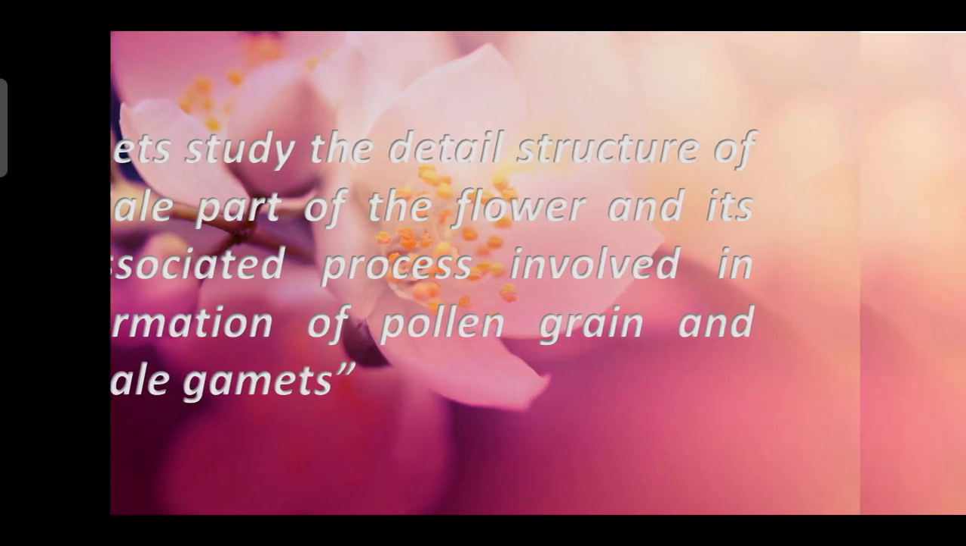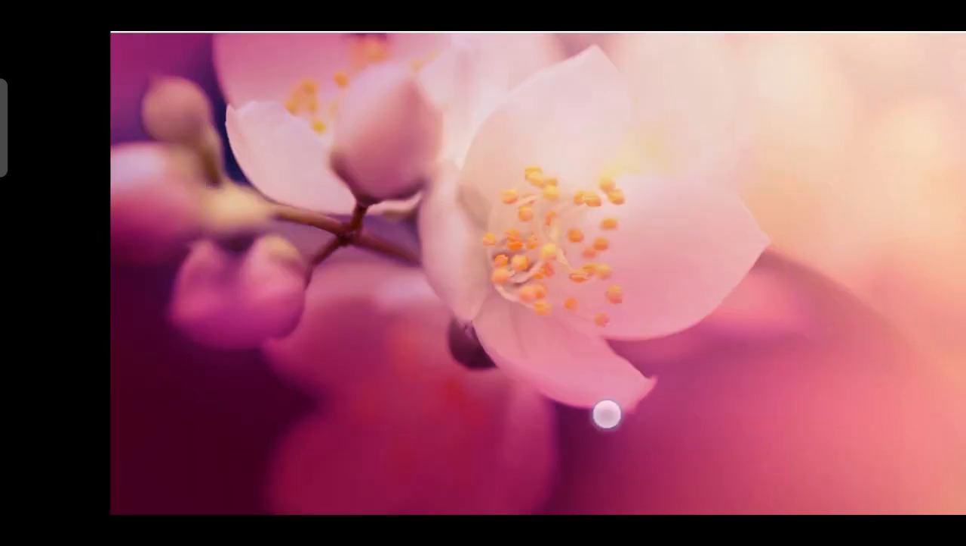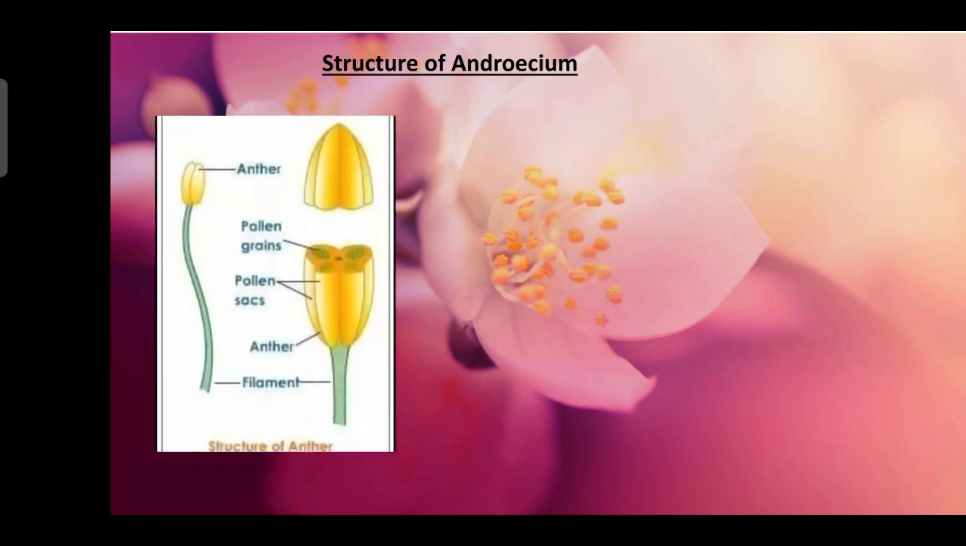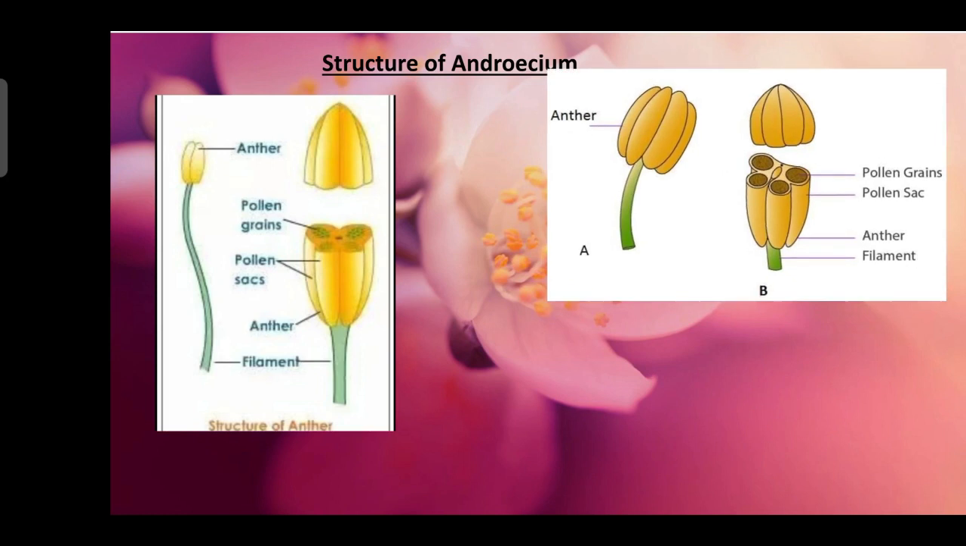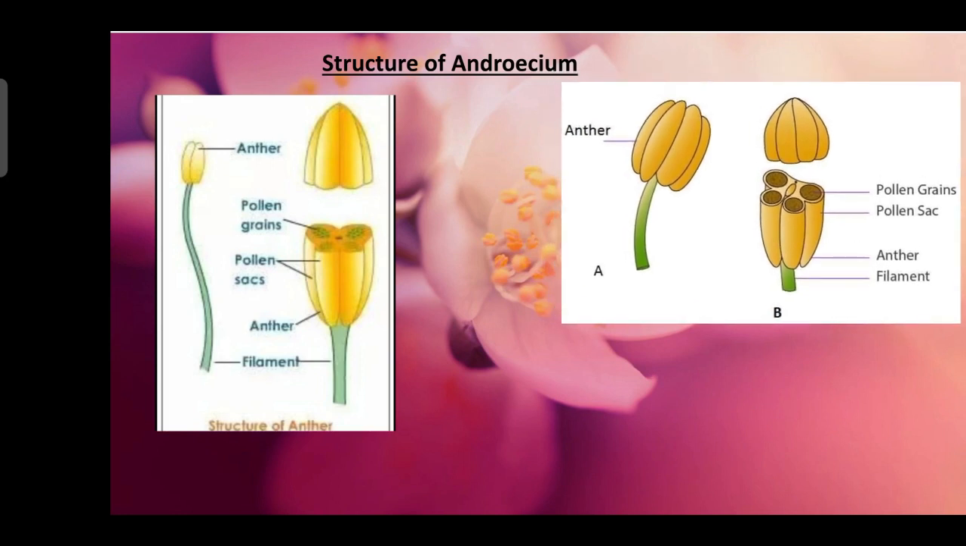Okay, so the structure of the anther here. See, the androecium is the male part of the flower, and as I told earlier, it is called the stamen. This androecium is having two main parts here. Okay, from the base, we have the filament. At the tip, they have the anther.